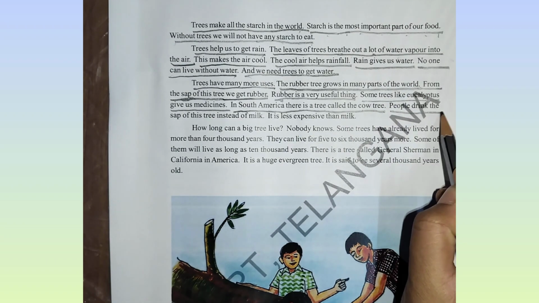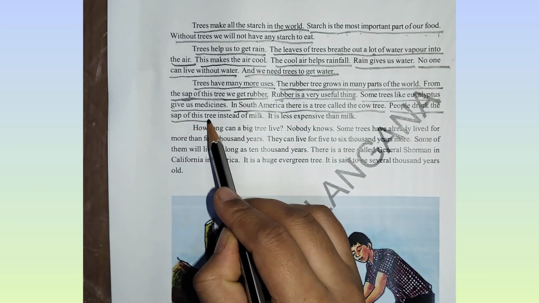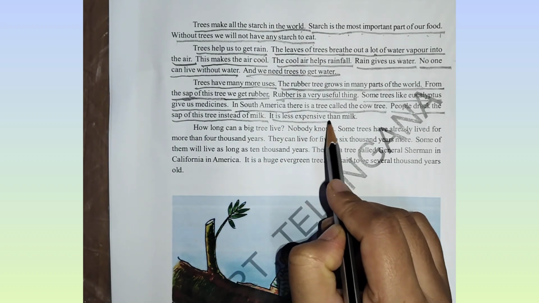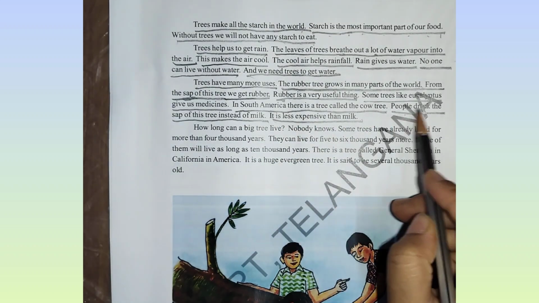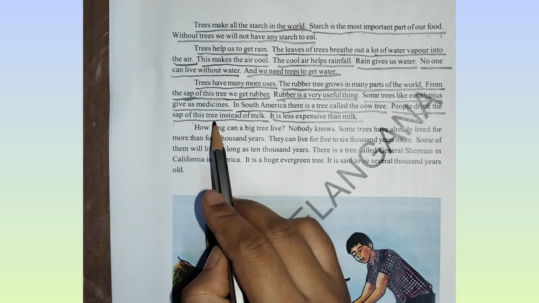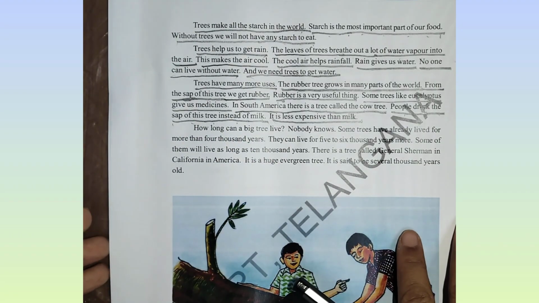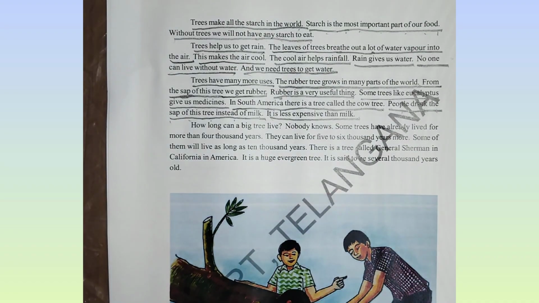People drink the sap of this tree instead of milk. It is less expensive than milk. Instead of ordinary milk, which is expensive, people drink the sap milk of the tree, which is low budget by comparison.